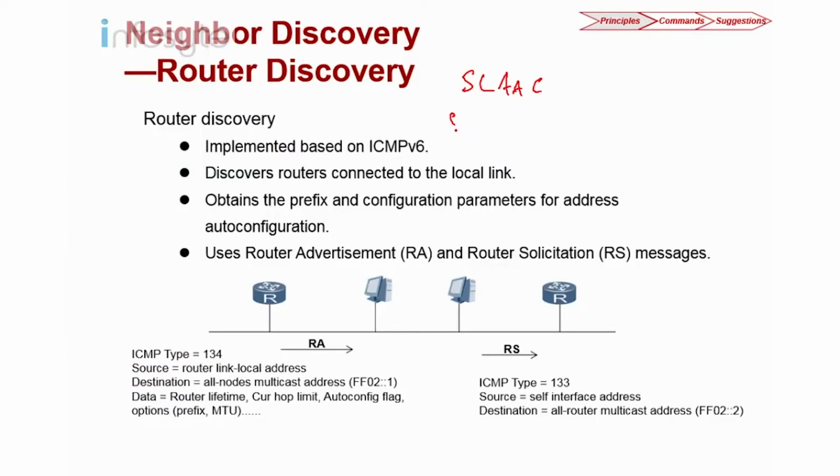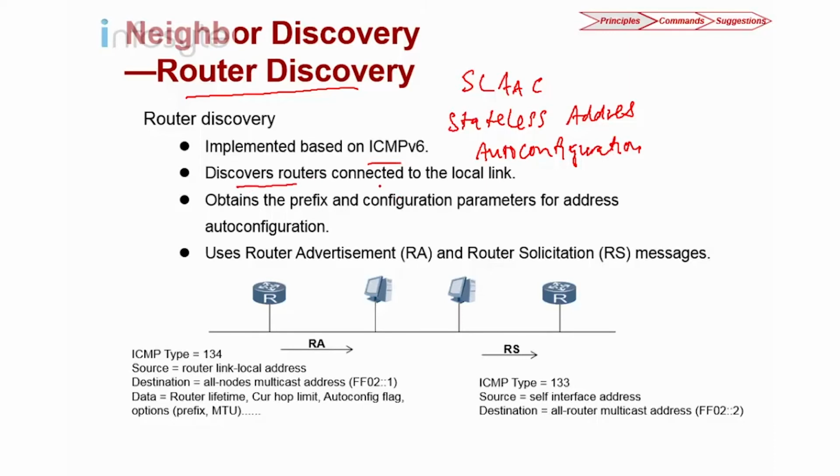SLAAC stands for Stateless Address Auto Configuration. Now the purpose of the stateless is to give an IP address, or dynamic IP address, to the host. Now this is being done through router discovery, and is being implemented using ICMPv6.